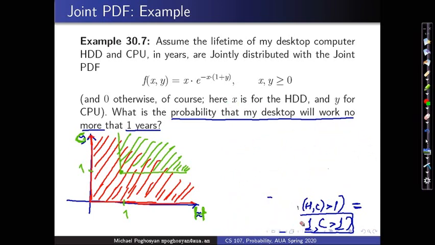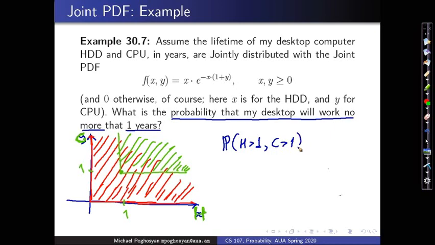Okay, so I'm calculating this in the following way. The probability that h is larger than 1 and c is larger than 1 is just the integral, where h, or x, is running from 1 to plus infinity, and for each x, if I fix x in my integration domain, y will run from 1 to plus infinity, independent of x.